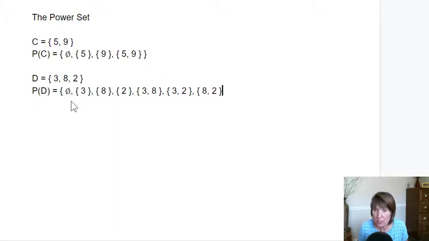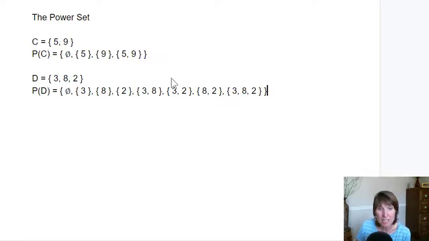Now, what about the set 2 and 8? Remember that the set 2 and 8 is exactly equal to the set 8 and 2 because order doesn't matter in sets. So the only sets of 2 that we have are these 3. And even though we could do other orderings, they're equivalent, so they wouldn't be listed. And then, so we've got all the ones with 2 elements. Let's go ahead and put the one with 3 elements. And this one will be the one that has all of them. All right, so there's the power set of D.